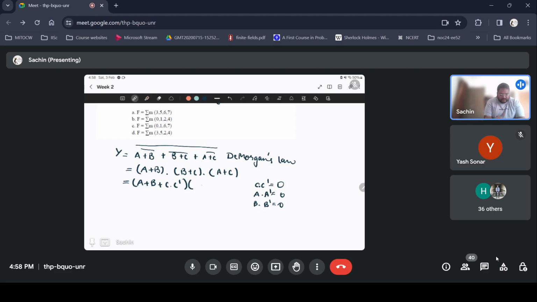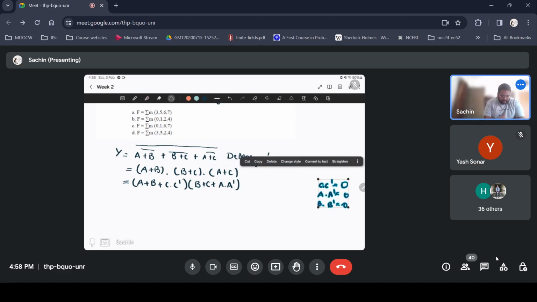Similarly, whatever term is missing, whatever variable is missing, you can add the corresponding term. A bar and A plus B bar plus C.